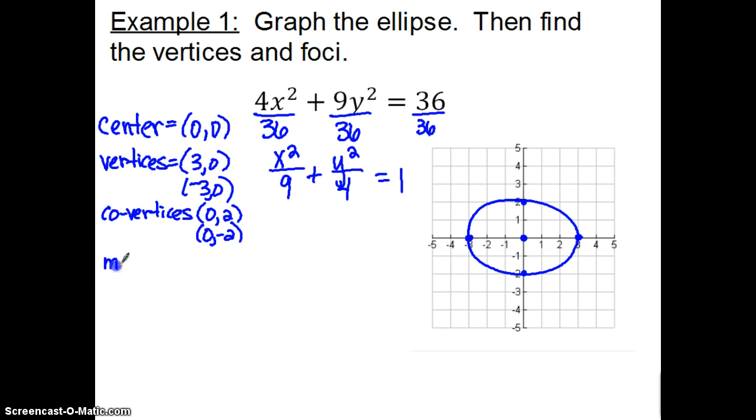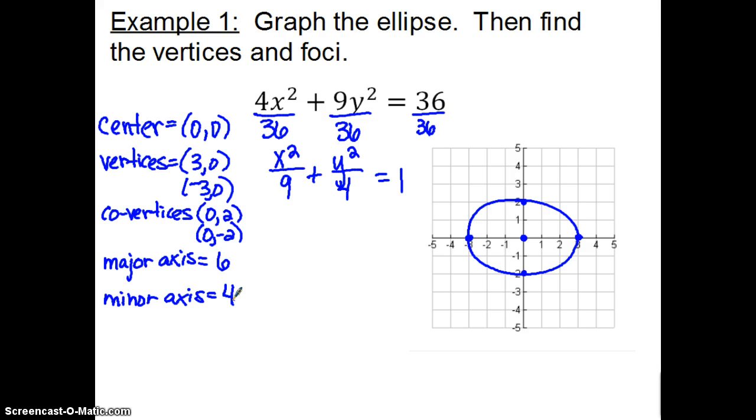Let's go ahead and talk about the length of the major axis and the length of the minor axis. The major axis goes from vertex to vertex, so from (-3, 0) to (3, 0). That is a length of 6. And the minor axis has a total length of 4. Once I have that ellipse graphed, that is very easy to pick out.